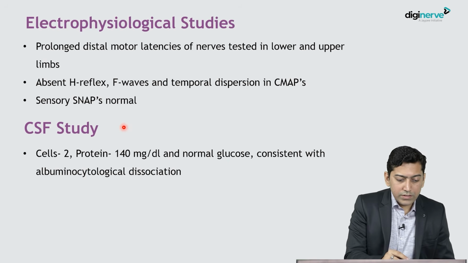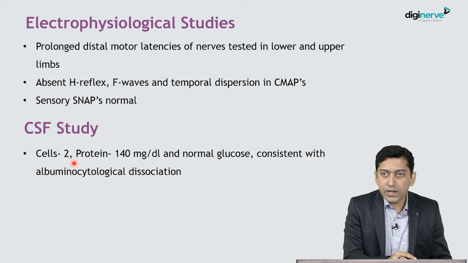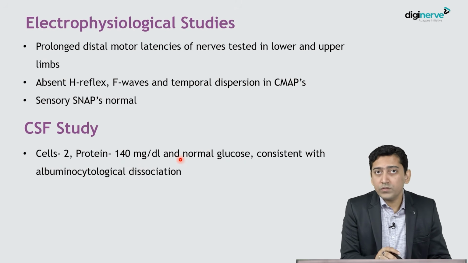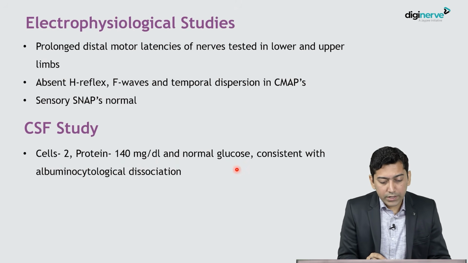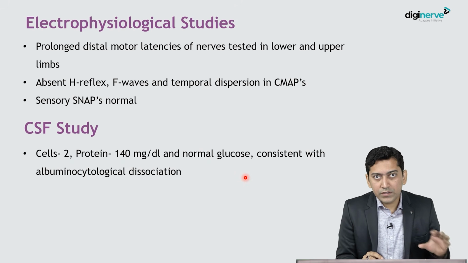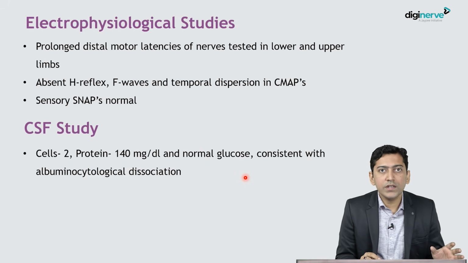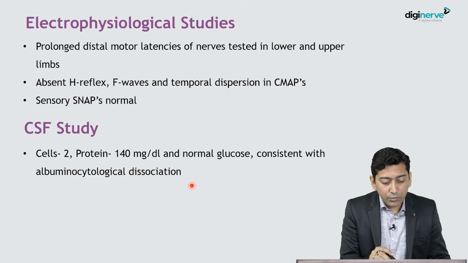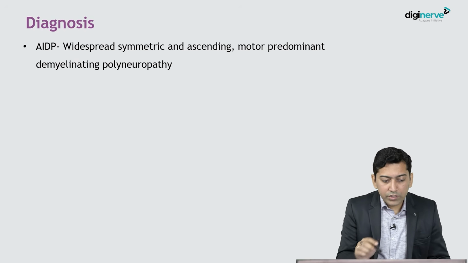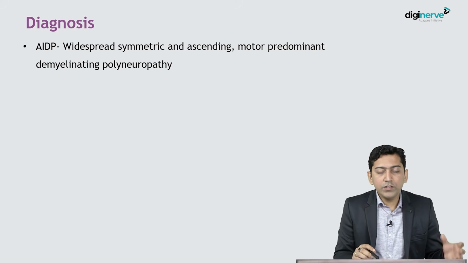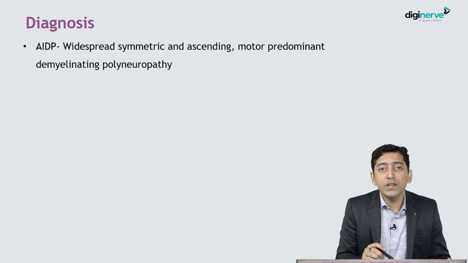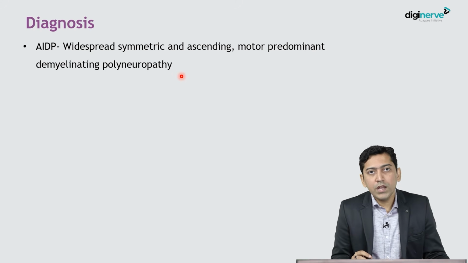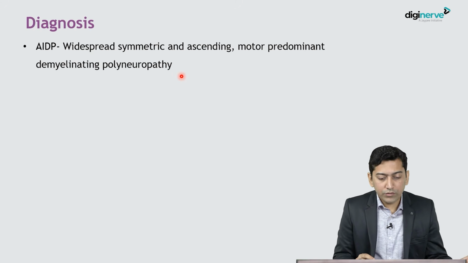of neuropathy. So on CSF study, we saw that the cell count was 2, but the protein was very high, that is 140 milligram per dL, and the glucose was normal. So this feature was not consistent with a CNS infection. So this was something which, as we discussed, is albuminocytological dissociation, which is classical for GB syndrome. So the diagnosis is AIDP with widespread symmetric and ascending motor predominant demyelinating polyneuropathy, along with supportive evidence from the electrophysiological studies as well as CSF study.